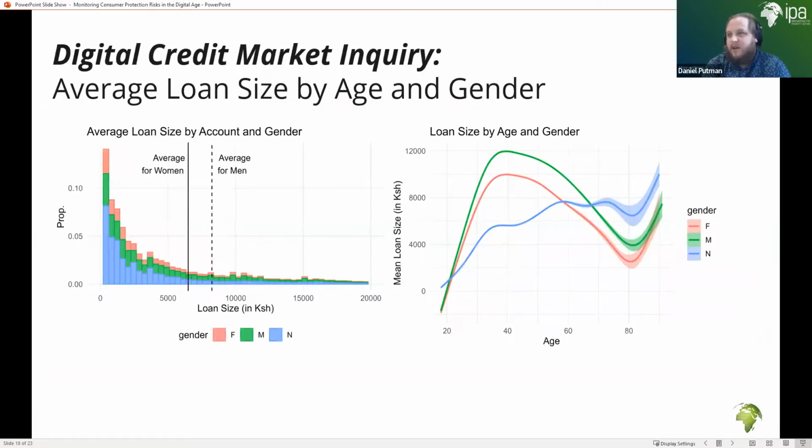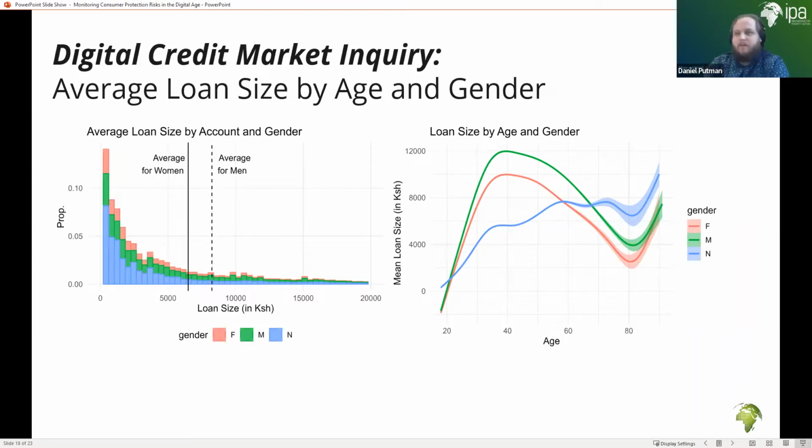Just some examples, right? So here's an example of average loan size by age and gender. And just to see a little bit of the detective work we do here, right? So we look at this. And so first of all, there's a lot of people that don't have gender in this data set. So this is just going to be a limitation, but you see that the average loan size for women is lower in this full sample than it is for men, right?